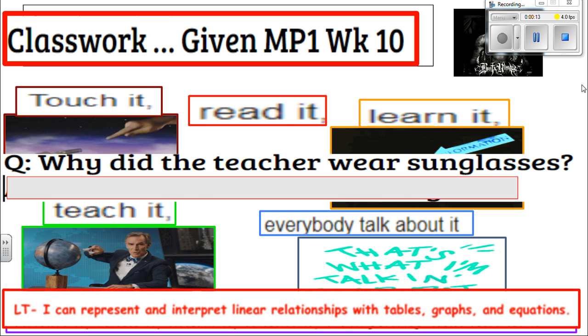All right, welcome back, guys. Part two. All right, week 10. I can represent and interpret linear relationships with tables, graphs, and equations.